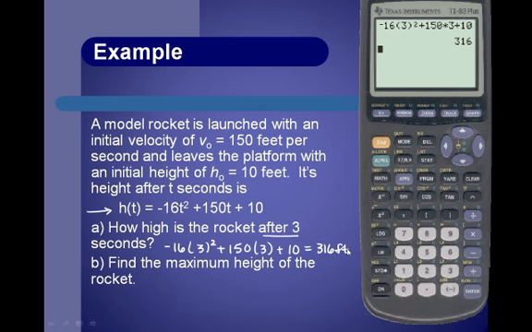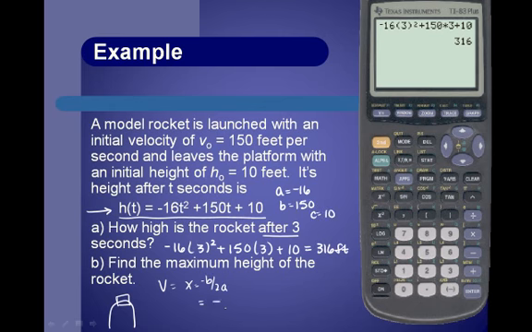Then the next question says, find the maximum height of the rocket. Well, same thing. We look back at our function. It's a t squared, which means it's quadratic, which means it's a parabola. The leading coefficient is -16, which means it's going to open downward. So the maximum height is going to be at the vertex. So to find the vertex, we're going to do x equals -b divided by 2a. So for our problem, a is -16, b is 150, and c is 10.